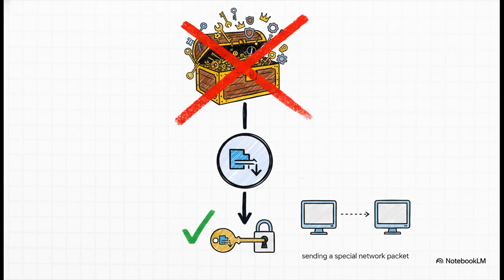A perfect, simple example is the ping command. You use it to check if another computer is online. To do that, it needs to create a special kind of network packet, and that's a privileged operation. In the old days, a program like this might have needed full root power, but now it's just given that one single capability for networking, and that's it. It's a way more secure approach.